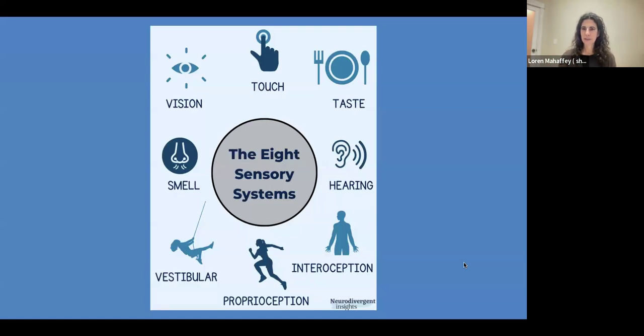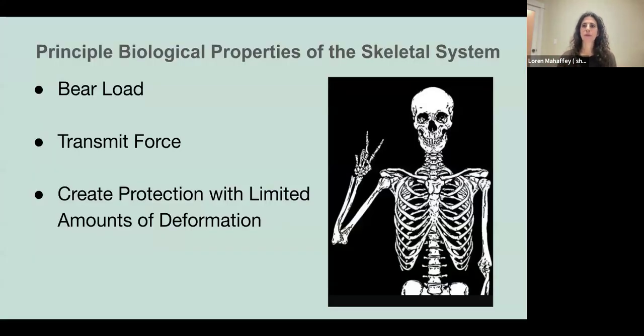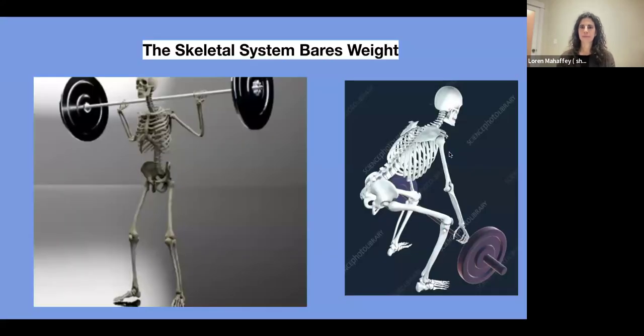All right, so now let's move on to some of the principal biological properties of the skeletal system. And so the major ones are that the skeletal system bears load, it transmits force, and it creates protection with limited amounts of deformation. All right, so number 1, the skeletal system bears weight.